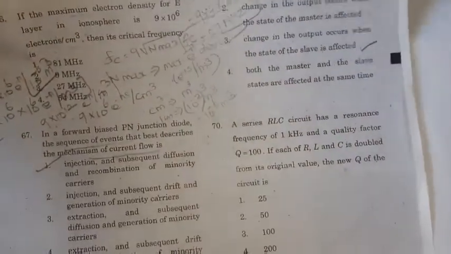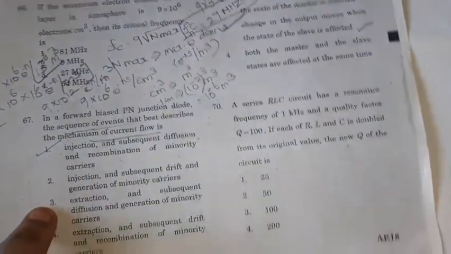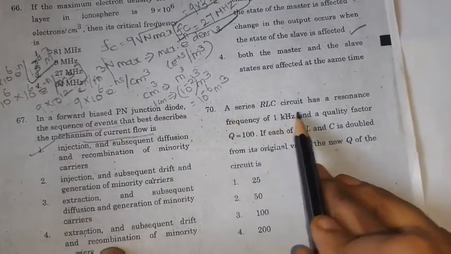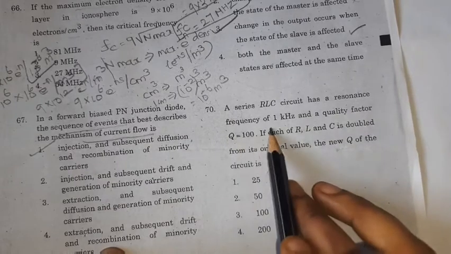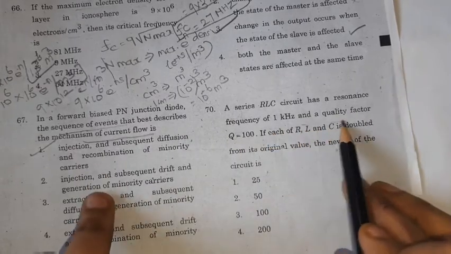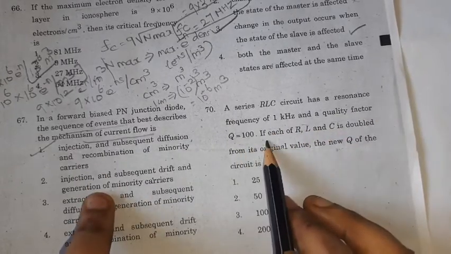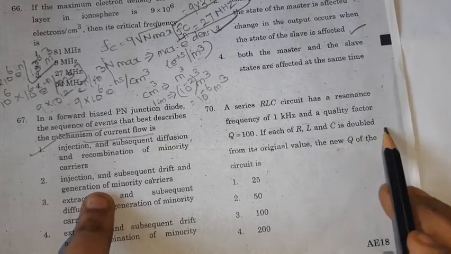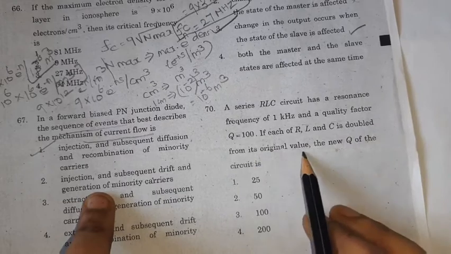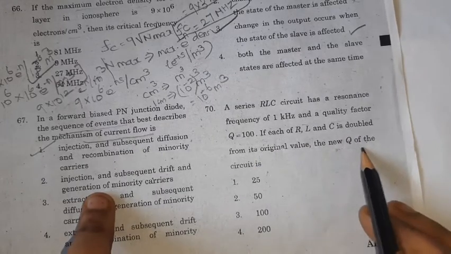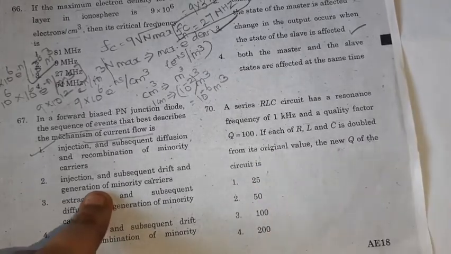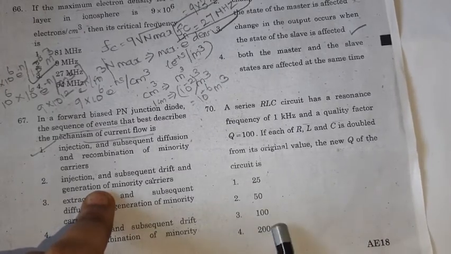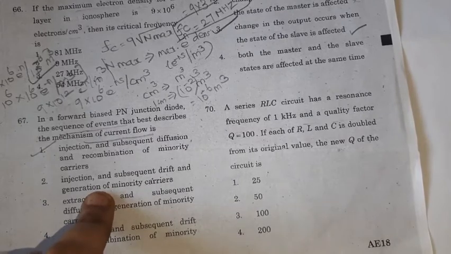Next, move on to the 70th problem. A series RLC circuit has a resonance frequency of 1 kHz and a quality factor Q equal to 100. If each of R, L and C is doubled from its original value, what is the new Q of the circuit? Option 1: 25, option 2: 50, option 3: 100, option 4: 200.